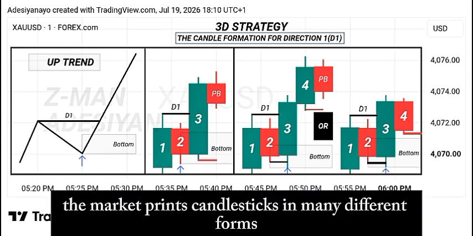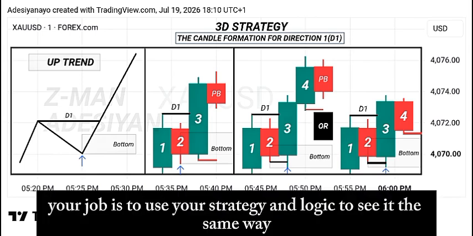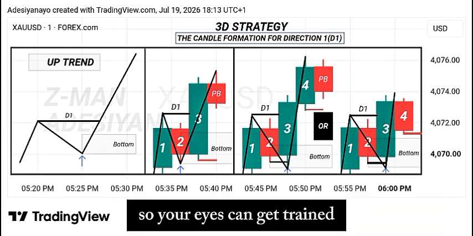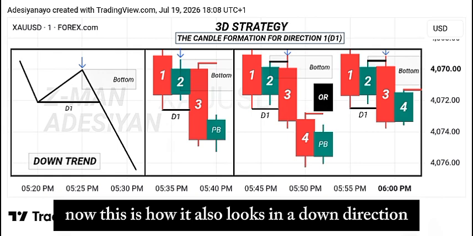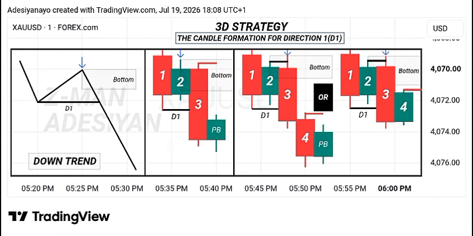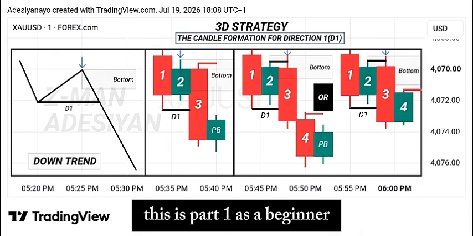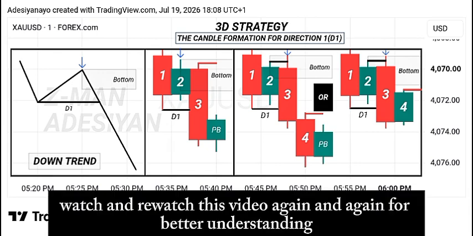On the chart, the market prints candlesticks in many different forms. Your job is to use your strategy and logic to see it the same way by training your eyes. I'm going to explain in detail in the next video so your eyes can get trained. Now, this is how it also looks in a down direction. Pause this video again and study it very well. This is part 1. As a beginner, watch and re-watch this video again and again for better understanding.